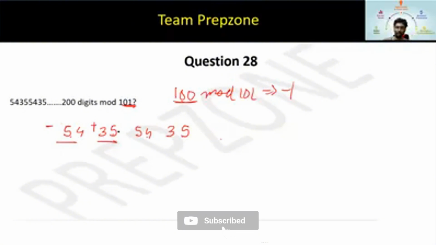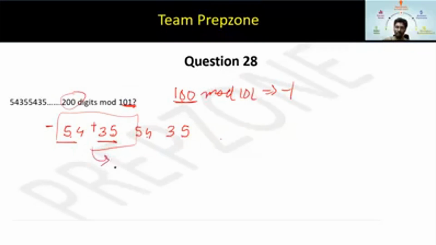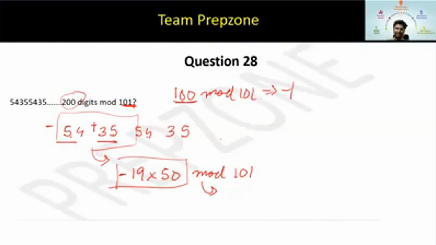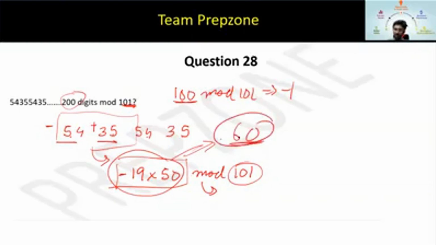So what I will get here, I've taken 4 at a time and 200 digits, hence this will be 50 pairs. Now solve it. This will be minus 19 into 50 mod 101. What will be the answer? Everyone, what should be the answer? Anyway, this is the calculation part. I've already explained to you in the previous question. Don't make a silly mistake. Just multiply and divide by 101. You will get your answer. Answer should be 60. Don't make any silly mistakes.